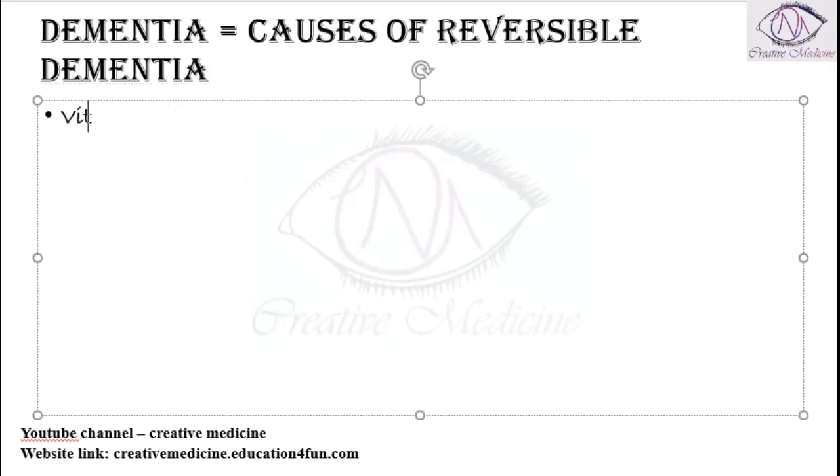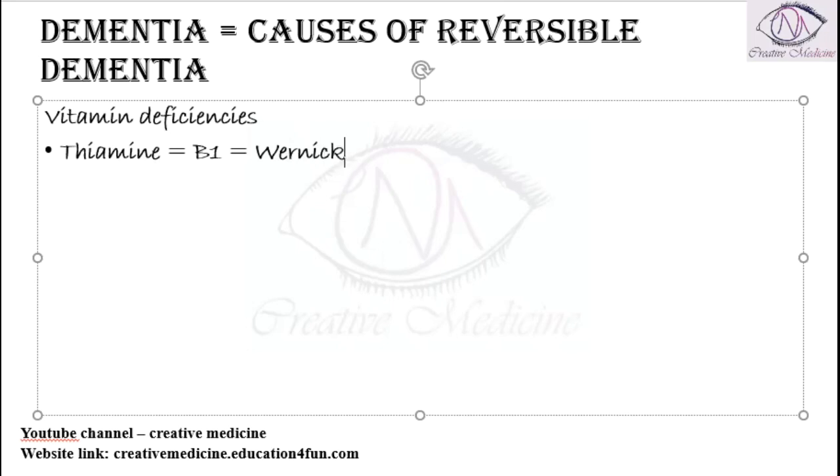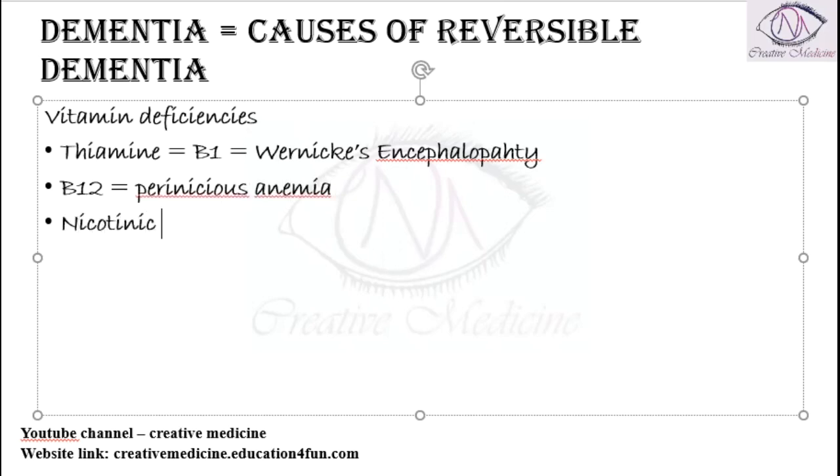Reversible dementia can occur due to vitamin deficiencies. It can occur due to thiamine or vitamin B1 deficiency, which presents as Wernicke's encephalopathy, a reversible dementia, or vitamin B12 deficiency like pernicious anemia, or nicotinic acid deficiency like pellagra. All these are responsible for reversible dementia.